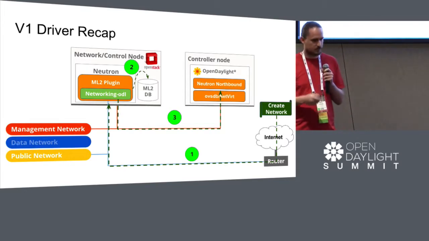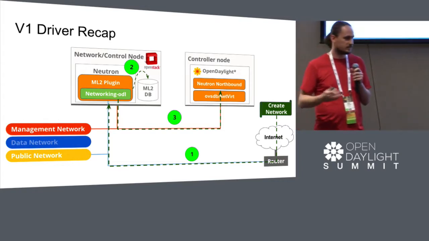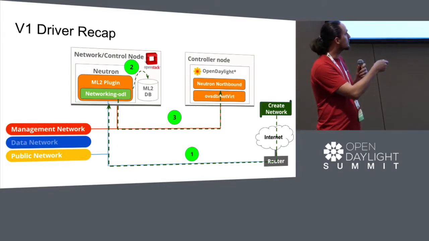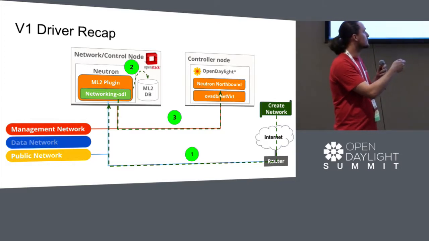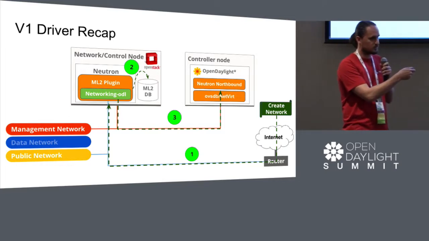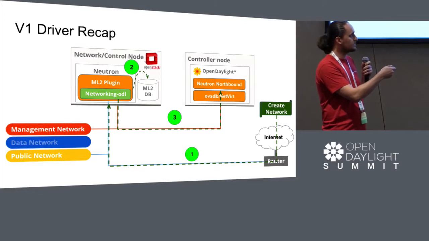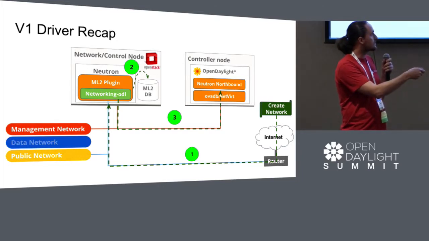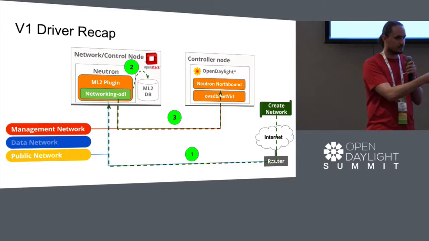So let's see a quick recap of how the V1 driver works. Basically, we have the create network request arriving via the router. First it goes to, let's say, the Neutron API, and the ML2 plugin receives it as part of the Neutron chain of events. What it does is write it first to the database, so the network is created and stored in the database. Then there's a hook point that calls the networking-odl driver, and the driver just passes it along to the Neutron northbound in OpenDaylight, right?